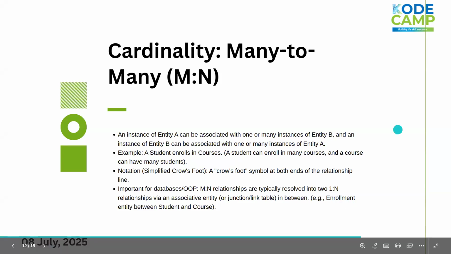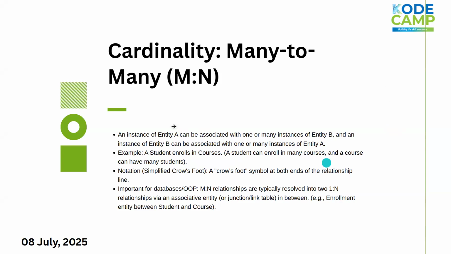All right, so many to many. This is when an instance of entity A can be associated with one or many instances of entity B, and an instance of entity B can be associated with one or many instances of entity A. Based on the example we did now, a student can enroll in many courses like Math 101, but this same Math 101 can have many students. Do we get it? Yes.